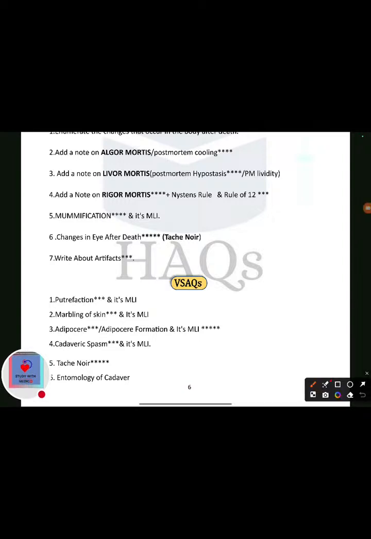Shifting of lividity. What is shifting of lividity? If the posture of the body is changed within a few hours after death, lividity shifts to new dependent parts. This is known as secondary lividity. Shifting may be complete or incomplete, and lividity appears slightly in the new area.